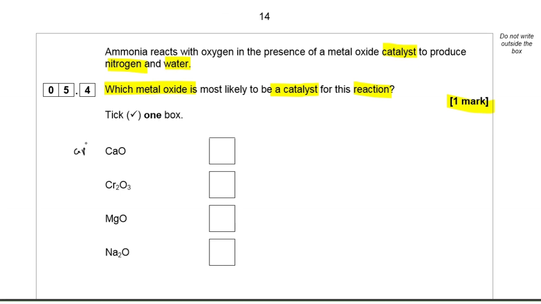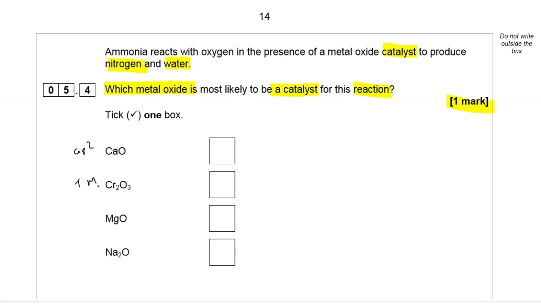They're all oxides. When we're looking at catalysts, we're looking for transition metals. Now the first one, calcium, group 2. Second one, chromium, could be. Third one, magnesium, no, that's group 2 as well. Fourth one, sodium, group 1, no, so it's got to be the second one down, the chromium oxide. So tick the chromium oxide box for 1 mark.